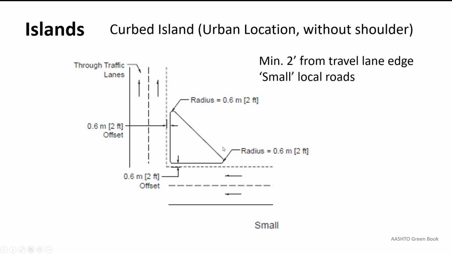And obviously, you probably have a turning lane over here because you're never going to make a turn with that sharp radius there. The radii on the ends of these islands tend to be about 2 foot radius, and that's about your minimum that you're going to use.